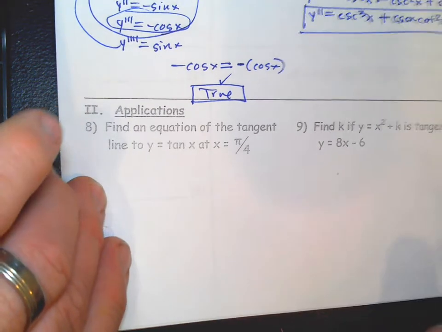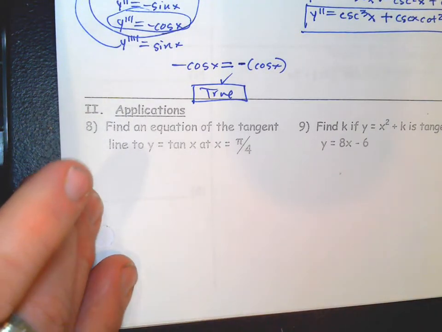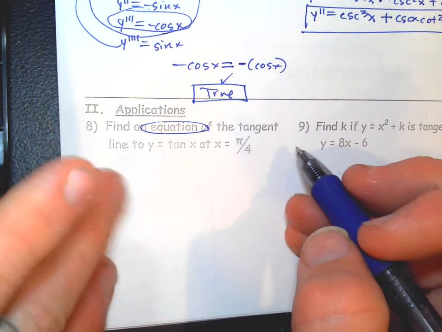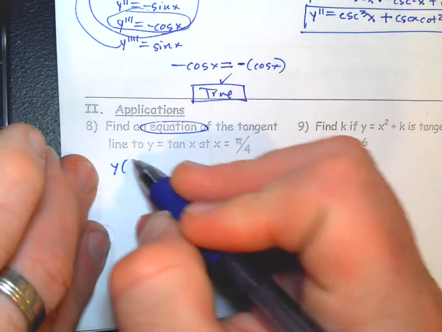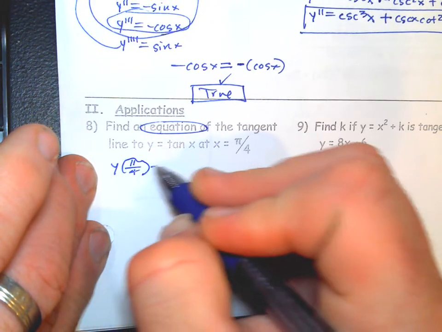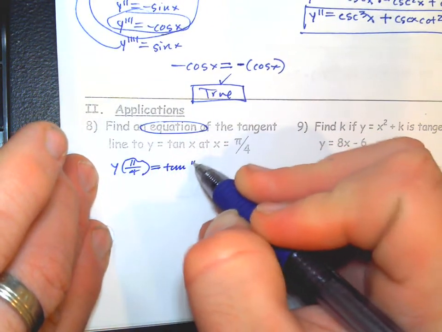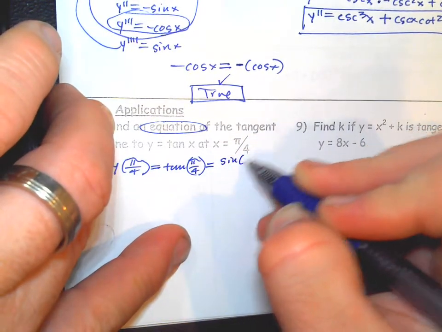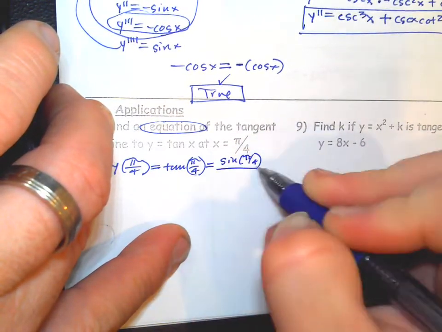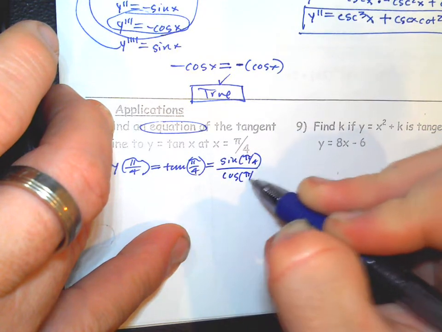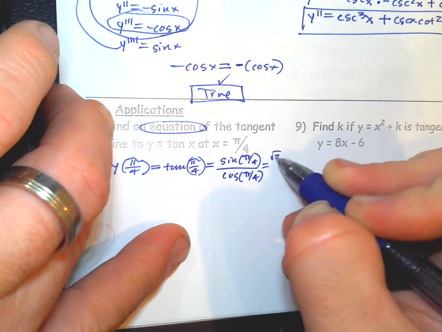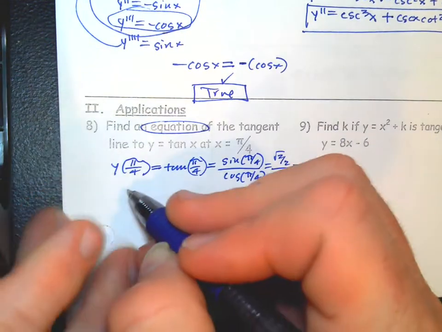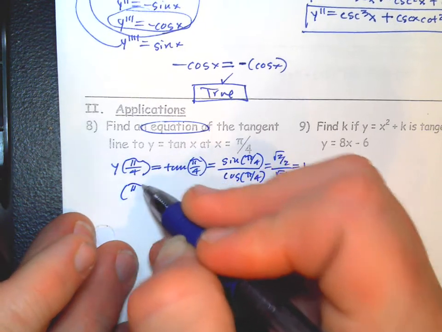We're also going to use them to do things like find equations of tangent lines, or slopes of tangent lines, and things like that. So we want to find the equation of the tangent line to this. So one, we need a point. That's not calculus, so it's just plugging in the value. What's tangent of pi over 4? Well, that'd be the same thing as sine pi over 4 over cosine pi over 4, which is root 2 over 2 over root 2 over 2, which is 1. So you have a point, pi over 4 comma 1.